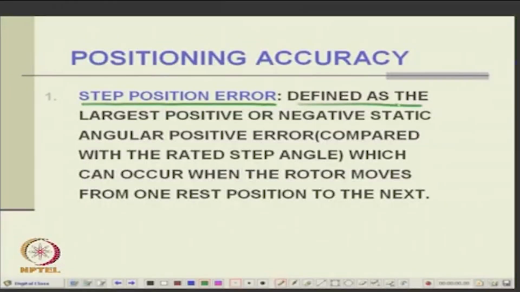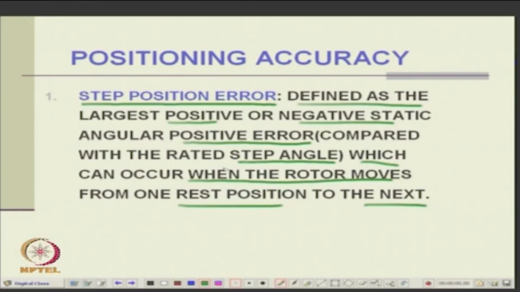Step position error is defined as the largest positive or negative angular position error compared with the rated step angle. So, if it has to move 22 degrees and it moves 21.5 degrees, there is an error, which can occur when the rotor moves from one rest position to the next rest position.